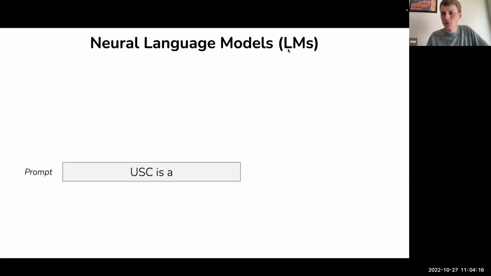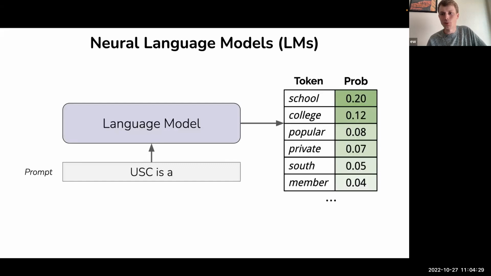So just to build some shared vocab for the talk today, we're going to be talking about neural language models. Neural language models are probabilistic models that take as input some sort of prompt or context, and then they output a probability distribution over the next token. So for example, given some context like "USC is a", the model will output some distribution over next words such as school, college, or popular.